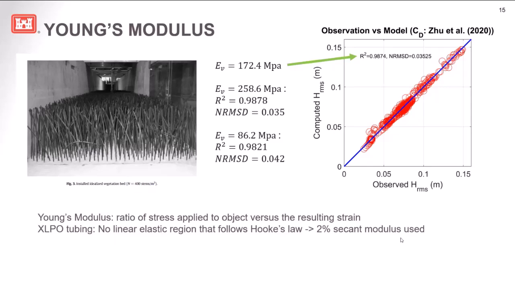I simulated wave height attenuation using CSHORE-Veg to determine how this parameter varied. Using the original value of 172.4 megapascals, our simulation does really well with an R-squared value of 0.99 and a normalized root mean square deviation of 0.035. And when we vary the Young's modulus by 50%, we don't really see an appreciable change in those values. So this indicates that we can have a pretty wide uncertainty of our Young's modulus, and the simulation can still produce an accurate prediction of wave height attenuation.